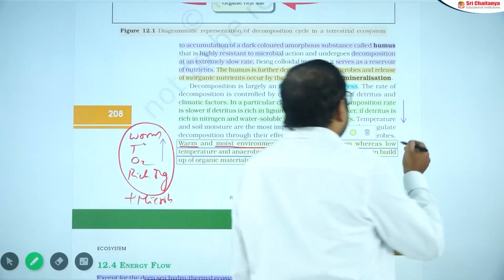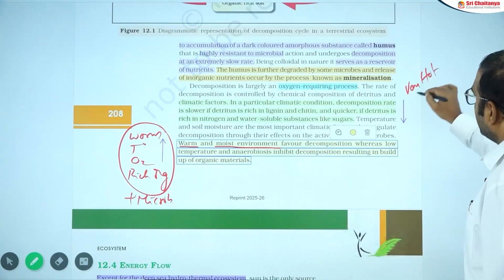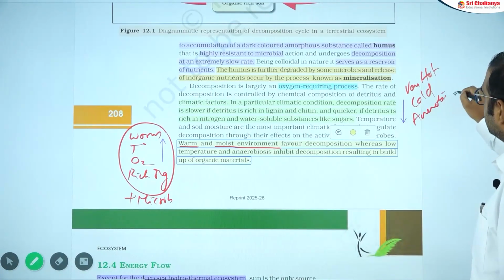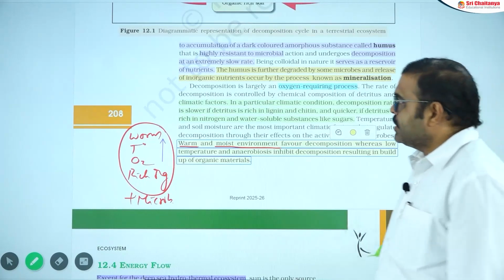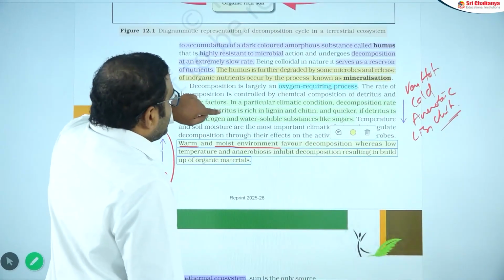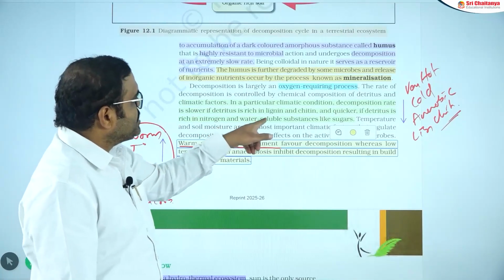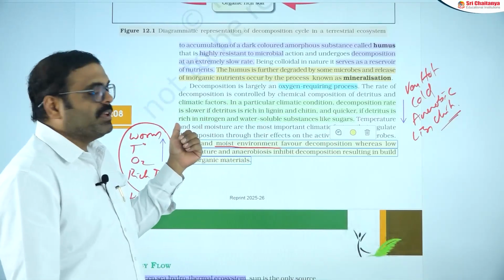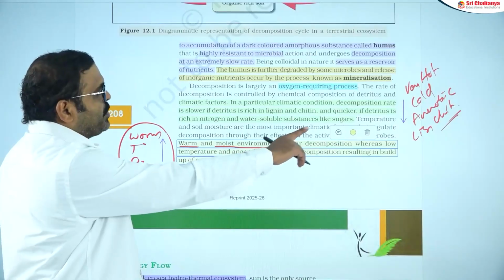But the decomposition rate can be decreased in different ways: very hot or cold temperature, anaerobic conditions, and the presence of lignin and chitin-like components can reduce the decomposition rate. There you can see that climatic factors definitely influence the decomposition rate. The decomposition rate is lower when the material is rich in lignin and chitin, and quicker when it has a good quantity of water soluble nitrogenous materials. So these two are the important components.